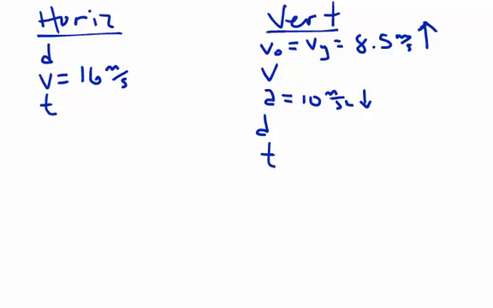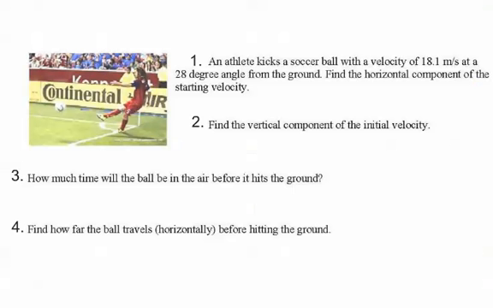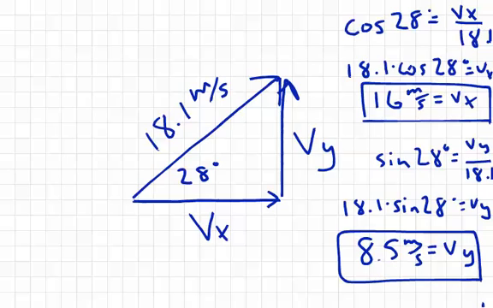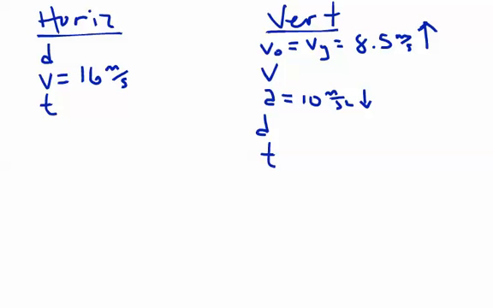Now, it seems like that's all we know, but let's go back to the original problem, and it said, how much time will the ball be in the air before it hits the ground? Now, the ball was kicked from the ground, and it returns to the ground, which means that vertically, the displacement will be 0. It ends up at the same vertical height from which it was kicked, therefore the vertical displacement is 0. So to find how much time it's going to spend in the air, vertical is the way to go here.